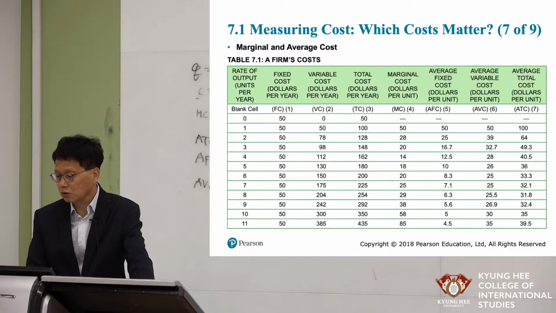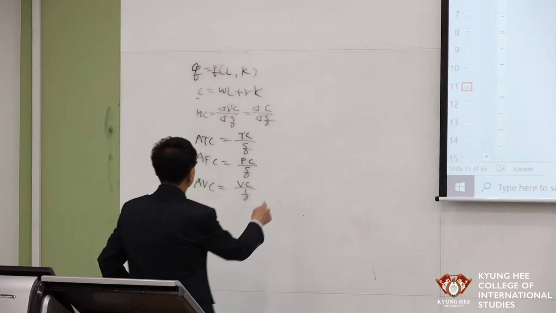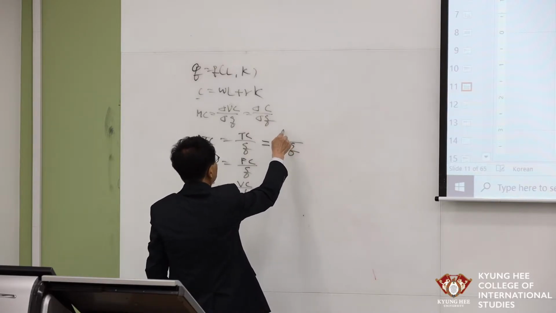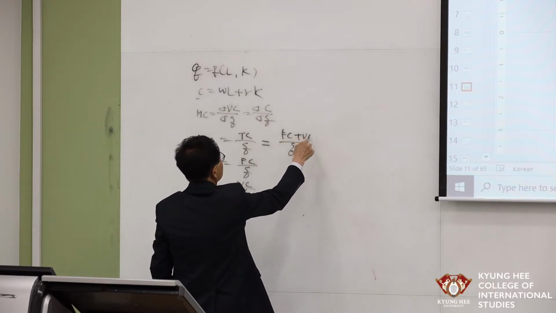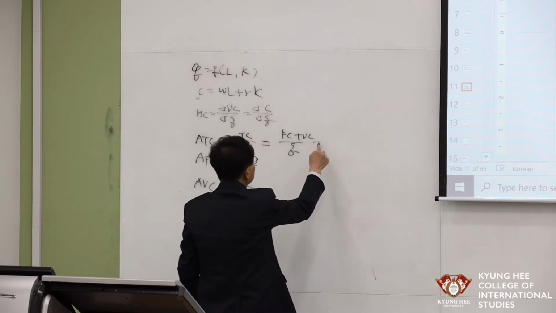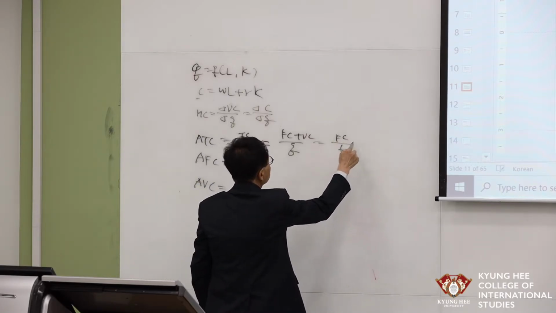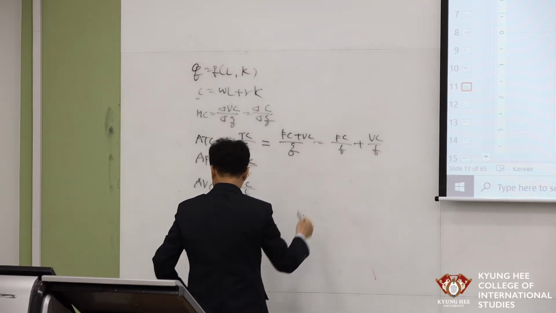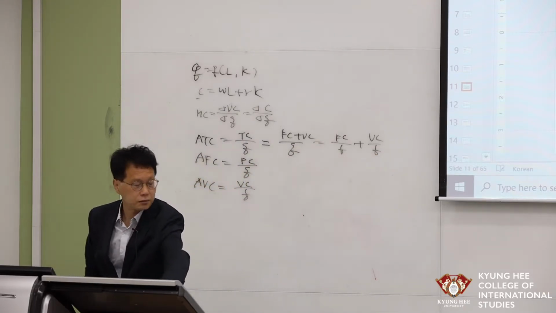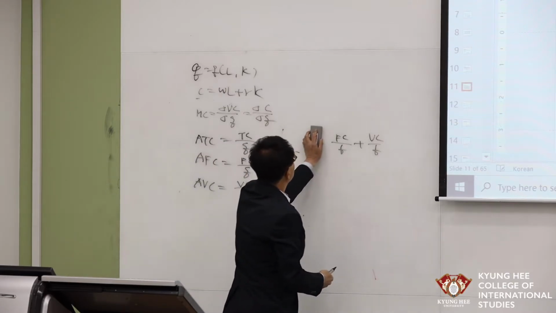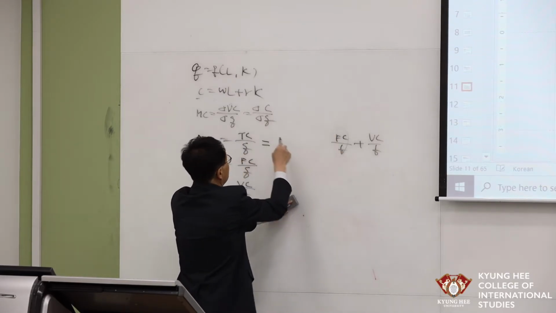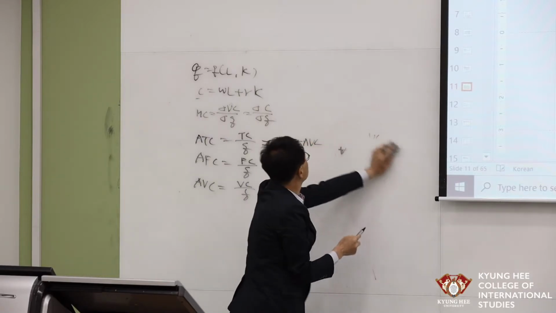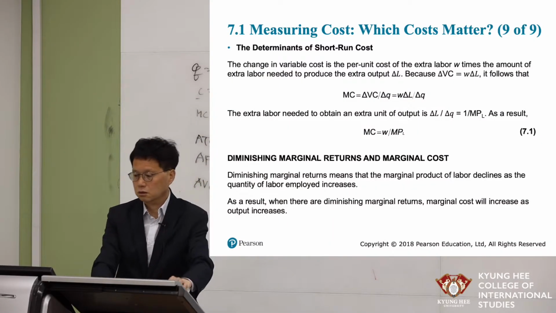So average total cost is equal to, basically, total cost over Q. Total cost is fixed cost plus variable cost, isn't it? That means FC over Q plus VC over Q. So this is equal to average fixed cost plus average variable cost. Okay?